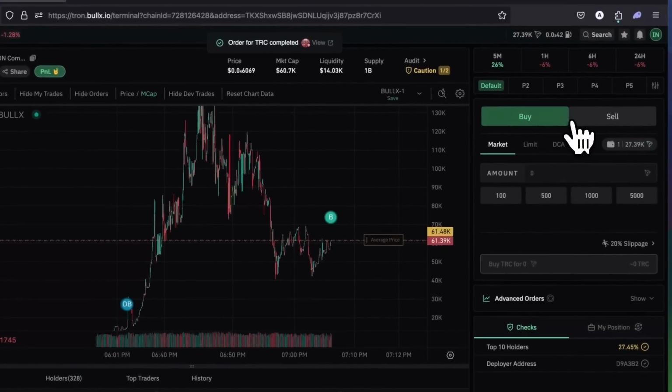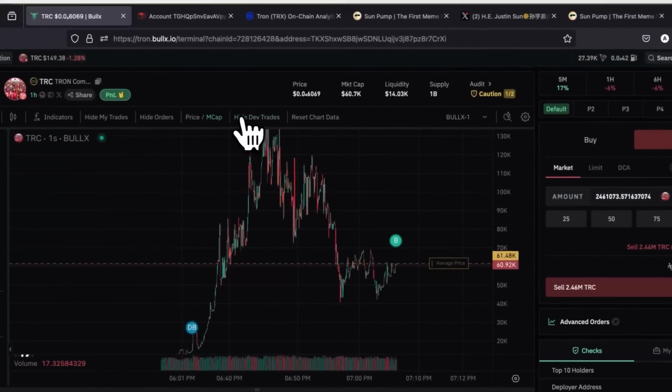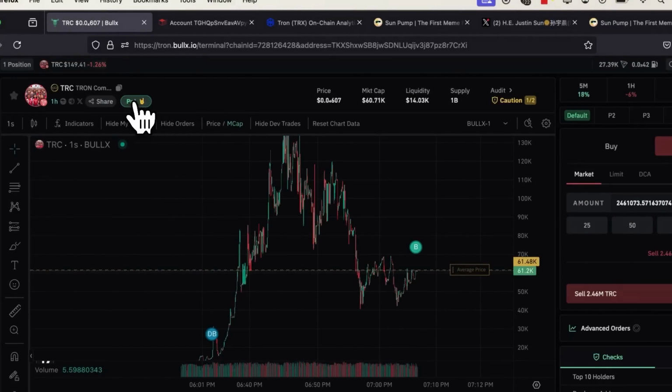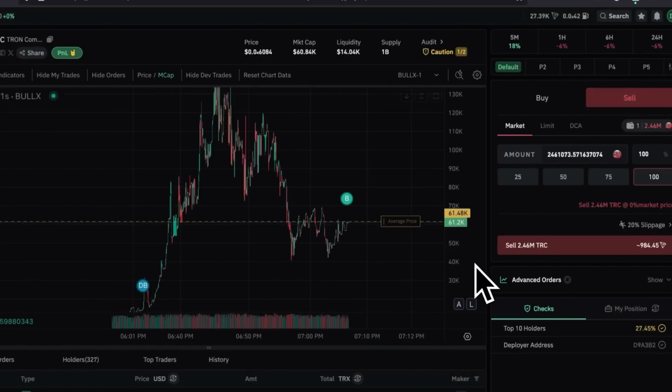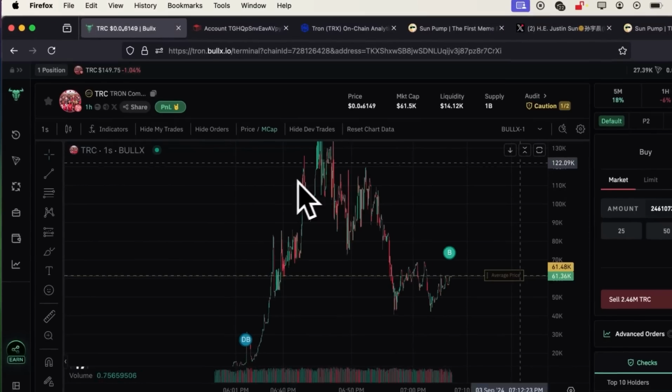So how do you sell it? You click on sell. You can sell a percentage. It's going to show you how much you're selling for. If you want to flex your P&L, of course, you can just flex your win. There's going to be a button right here. I don't have a win here. I'm out $1 on this, so that's that. But if you catch some big gains, you can always press this and share it with your friends.